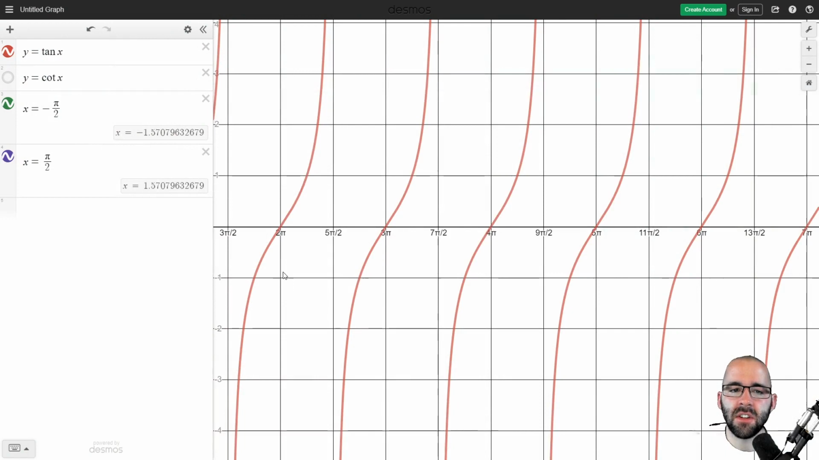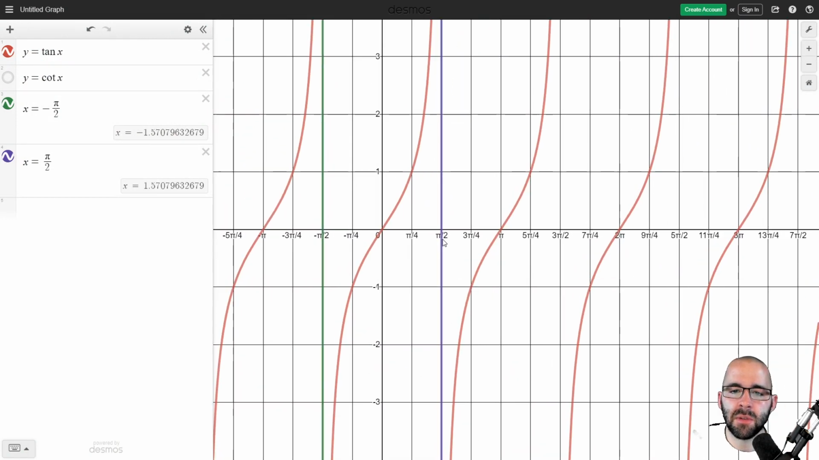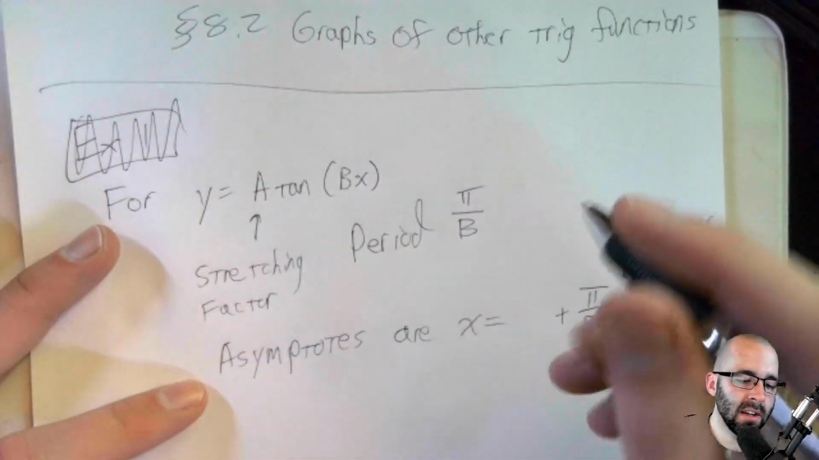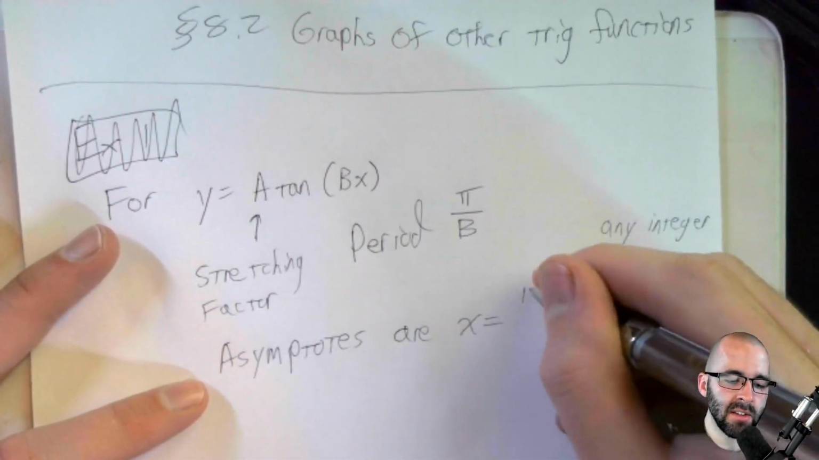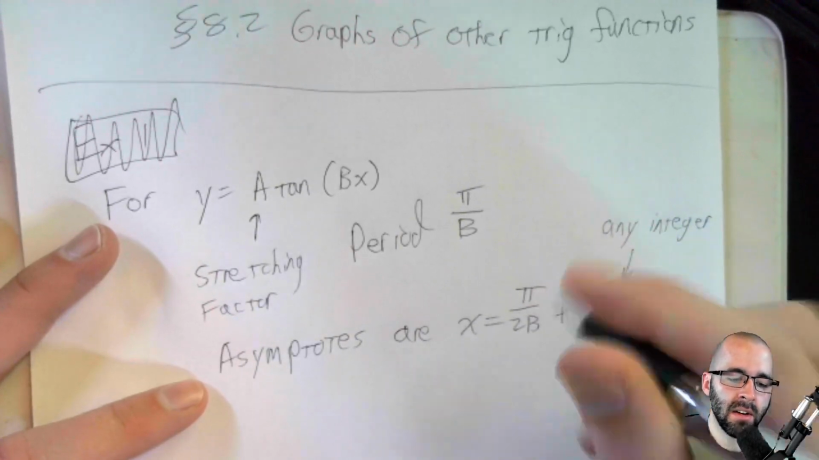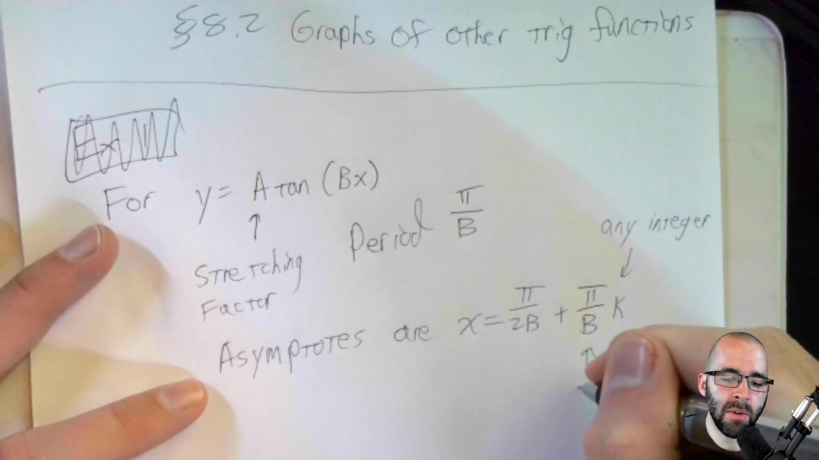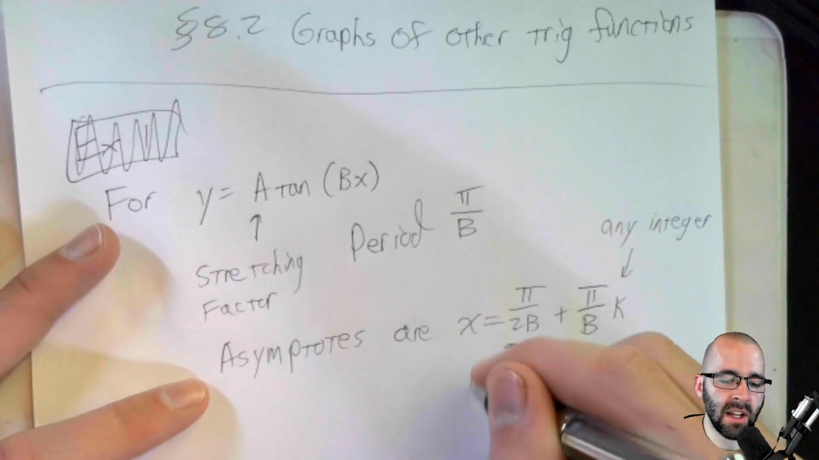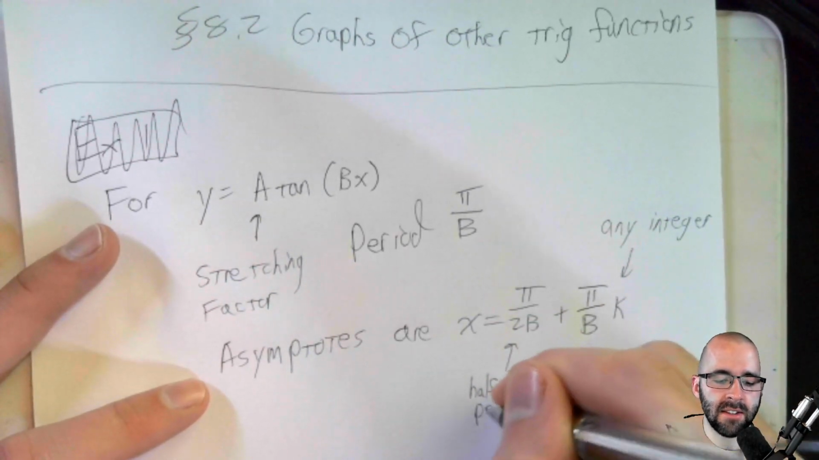So let's go back to tangent. What was the first one? The first one's pi over 2. But if b changes, it's not going to be pi over 2 anymore. But what it is going to be is it's always going to be half of the period. So half of the period is going to be pi divided by 2b. Okay, so remember, it repeats every period. And the first one is always at half the period, unless there's a phase shift.